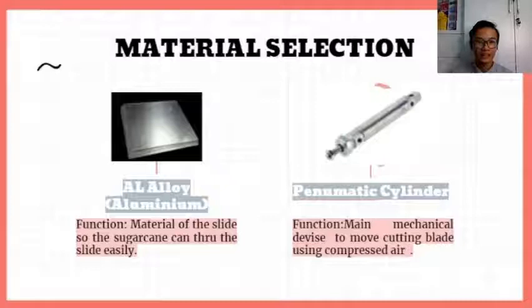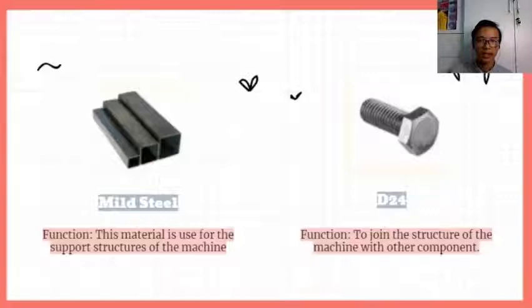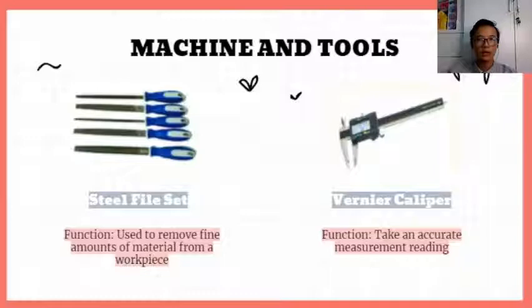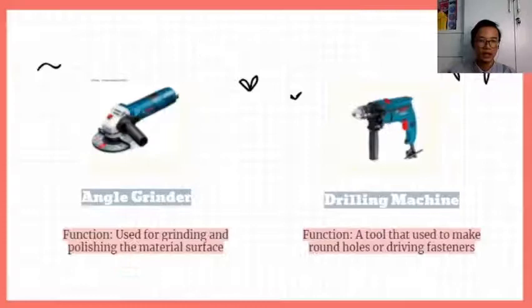Next, we go to the material selection. We use some aluminium because it is rust-proof, and we use a pneumatic cylinder for our cutting motion. Next, we use some mild steel for structure, bolt and nut for our connection, saw blade for the cutting blade, and compressor for the cutting parts. And this is some of the machines and tools that we use to fabricate the machine. First, we have steel file sets, vernier caliper, angle grinder, drilling machine, and then MIG welding machine.